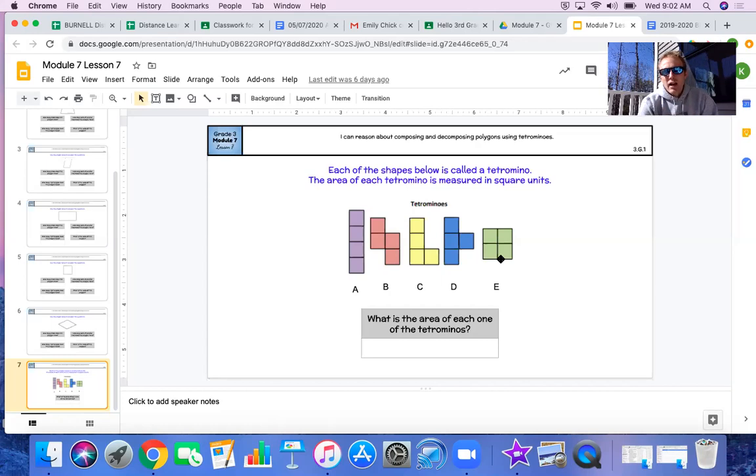The basic question it's going to ask you today is what is the area of each one of the tetrominos? I'll give you a hint. It's all the same, the area is the same. So that concept is a review as well because we've covered area quite a bit. That said, next week we're going to get back into some more area and perimeter work. So some of that will be review and some of that will be new learning.